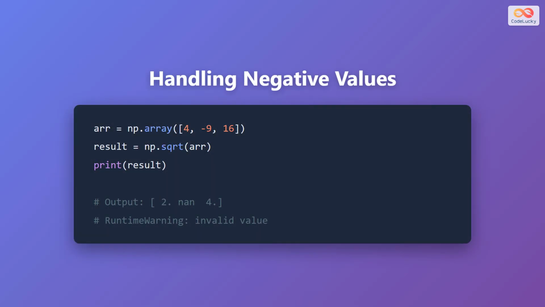Let's see what happens with negative values. We create an array with 4, -9, and 16. When we compute the square root, the positive values give us 2 and 4 as expected. However, the -9 produces NaN, and NumPy issues a runtime warning about an invalid value. This is because the square root of negative numbers is not defined in the real number system. If you need to work with negative numbers, consider using NumPy's complex number support or handle the negatives separately before applying the square root function.